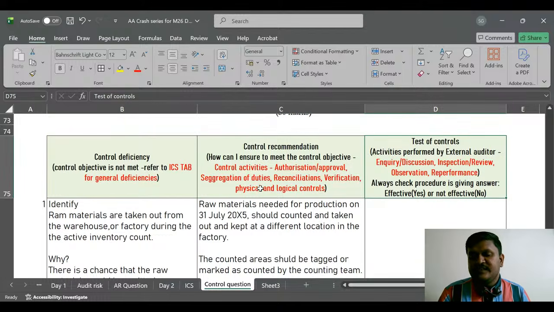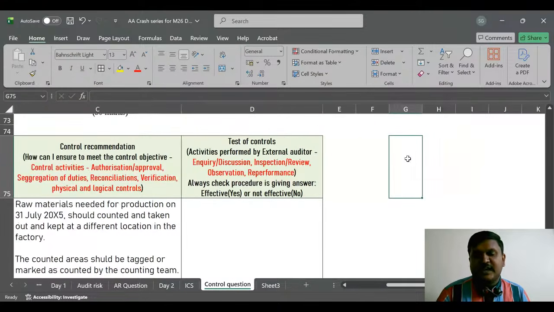Now test of controls is the activities that will be performed by the external auditor, which will come from inquiry, inspection or review, observation or reperformance of controls. And always check the procedure: once you write this particular thing, the procedure should give an answer to you. Is it effective? Yes. Is it not effective? No. That particular kind of answer should be given after you write that particular procedure.